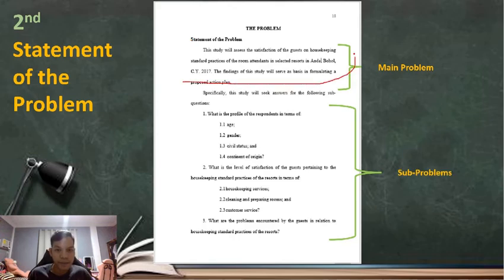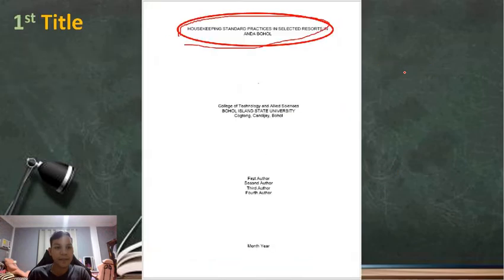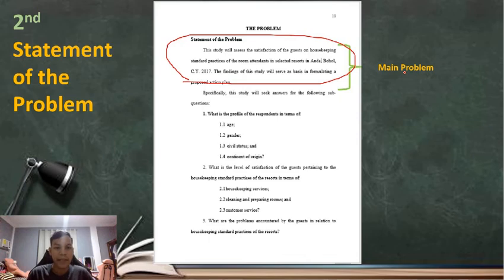This part is the main problem. And then the bottom part is the sub-problems. Okay, so we will just read the main problem of this study. Again, the title is Housekeeping Standard Practices of Selected Resorts in Anda, Bohol. So the main problem: this study will assess the satisfaction of the guests on housekeeping standard practices of the room attendants in selected resorts in Anda, Bohol, calendar year 2017. The findings of this study will serve as a basis in formulating a proposed action plan. So this is the main problem.